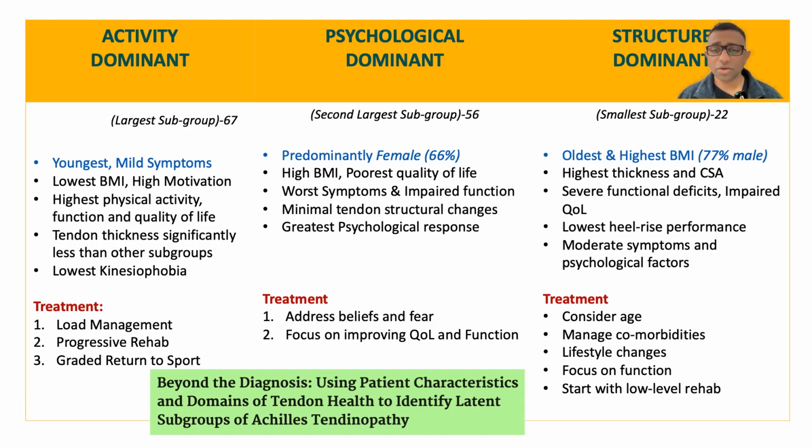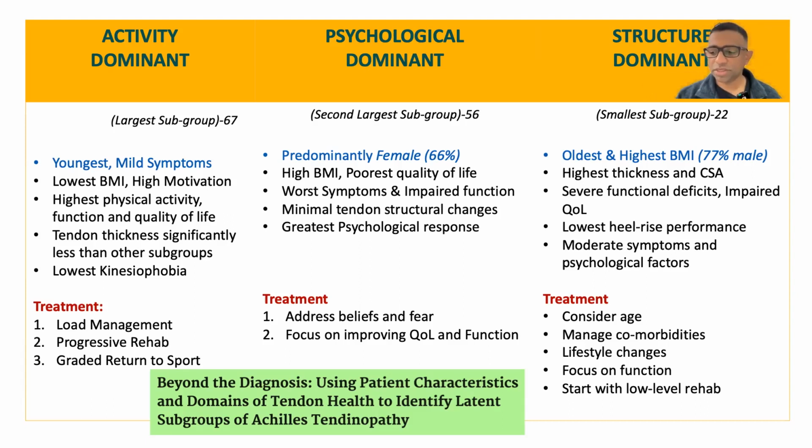And the third group was structure dominant, a bit older, generally high levels of males. They had quite a bit of thickness. So when you looked at ultrasound, they had quite a bit of thickness. The normal size of the Achilles tendon on ultrasound is around 4 millimeters. So generally, anything more than 6 millimeters is considered to be significant. So they had more structural changes. And they're more likely to have other morbidities like diabetes, cholesterol, and things like that.